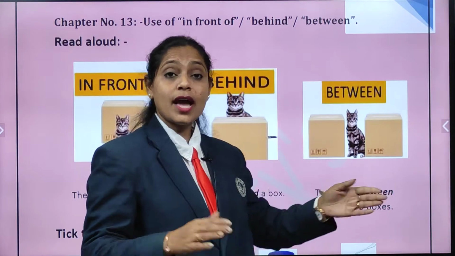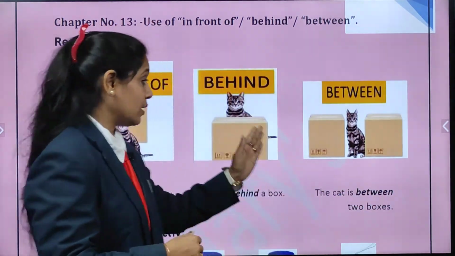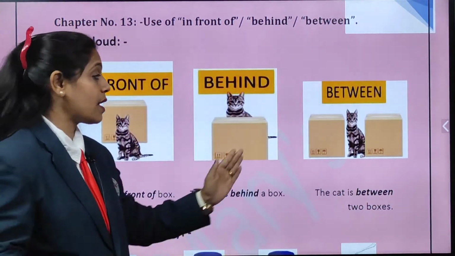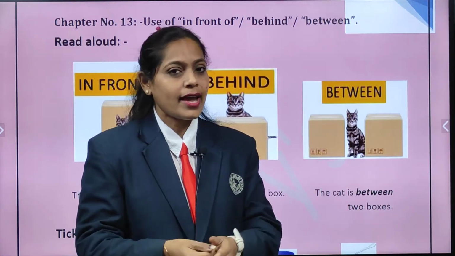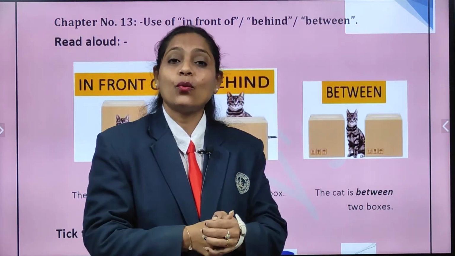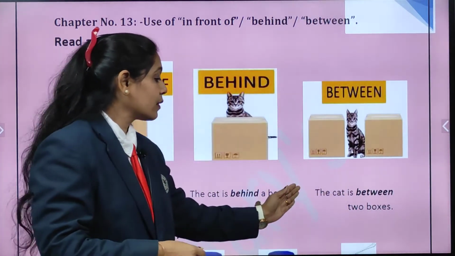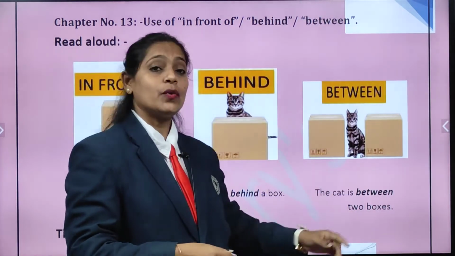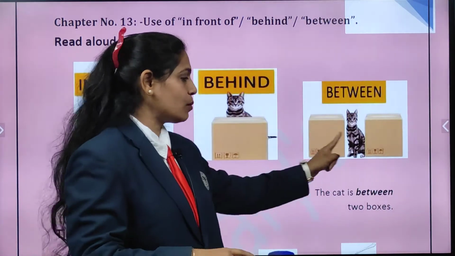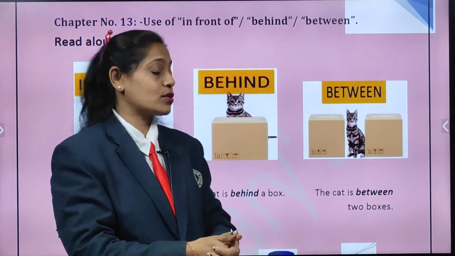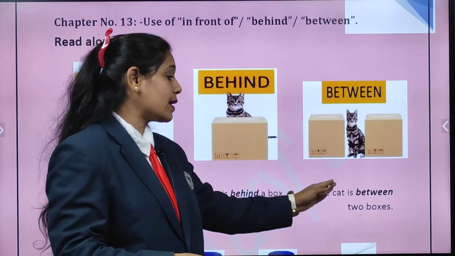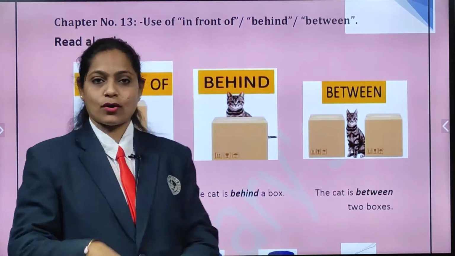Now here we have two boxes. Here we had only one box, but here two boxes are there. And where is the cat? Correct, she is in the middle. So what are we going to say here, children? The cat is between two boxes. Here are two boxes, not one, and the cat is between the boxes. So we say the cat is between two boxes.